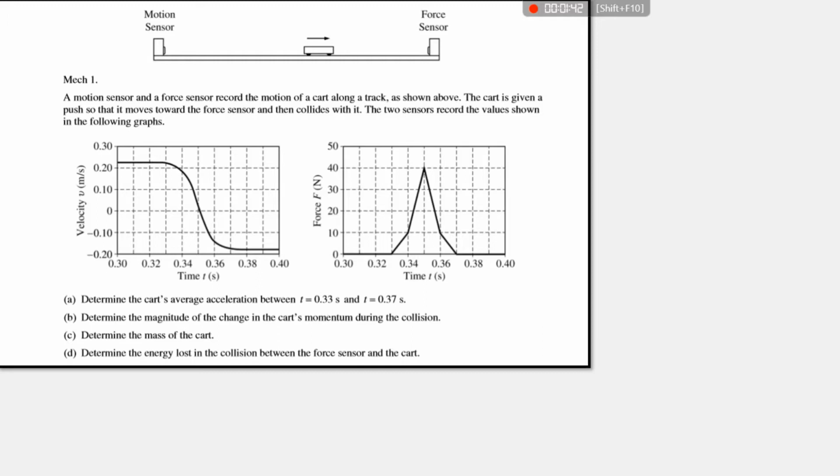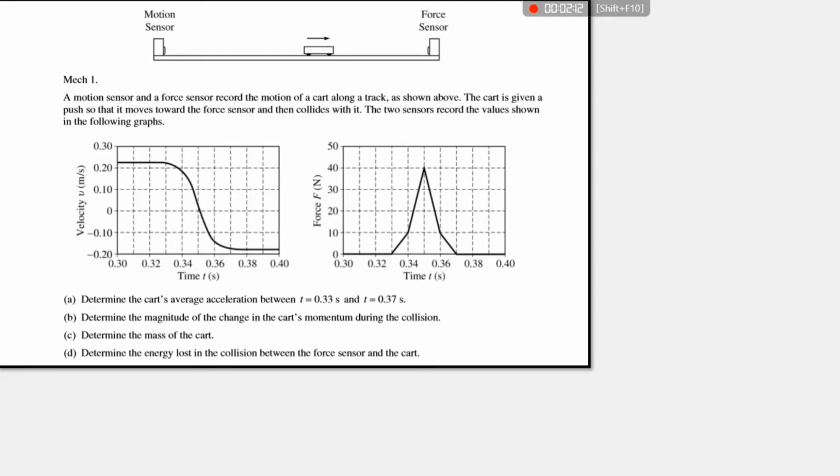So we've got our motion sensor, and we're using it to record the motion of a cart along a track. The cart's given a push so that it moves towards the force sensor and then collides with it. The two sensors record the values shown below. First thing I want to do is determine the average acceleration between t equals 0.33 and t equals 0.37. So that's easy. Find the slope of the first graph.